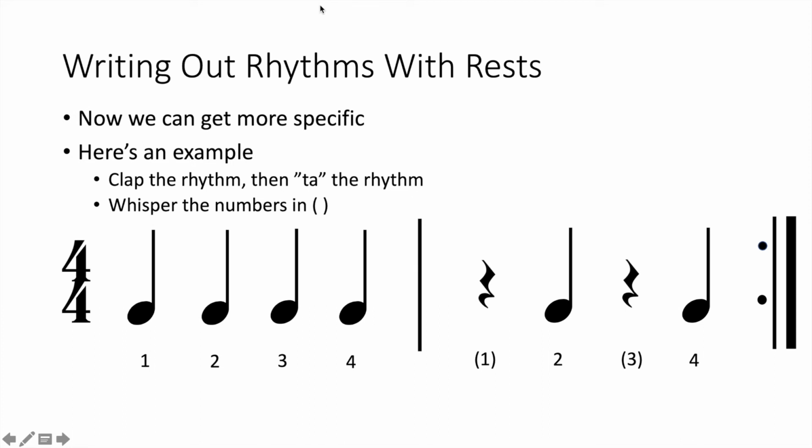Now we can get more specific. So let's try clapping this rhythm. 1, 2, here we go. 1, 2, 3, 4. 1, 2, 3, 4. You notice that I whispered the numbers when they were in the parentheses. That's because we're emulating the silence.